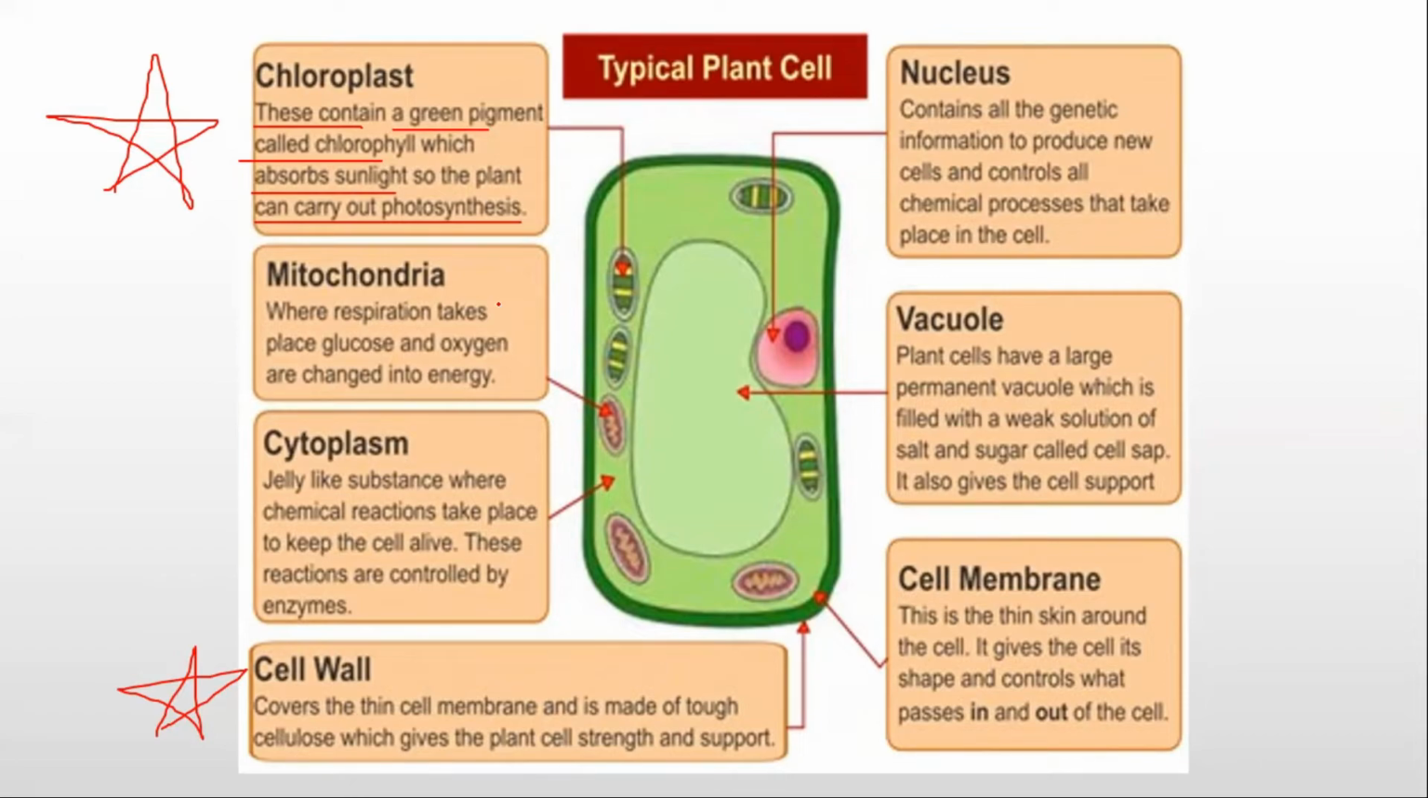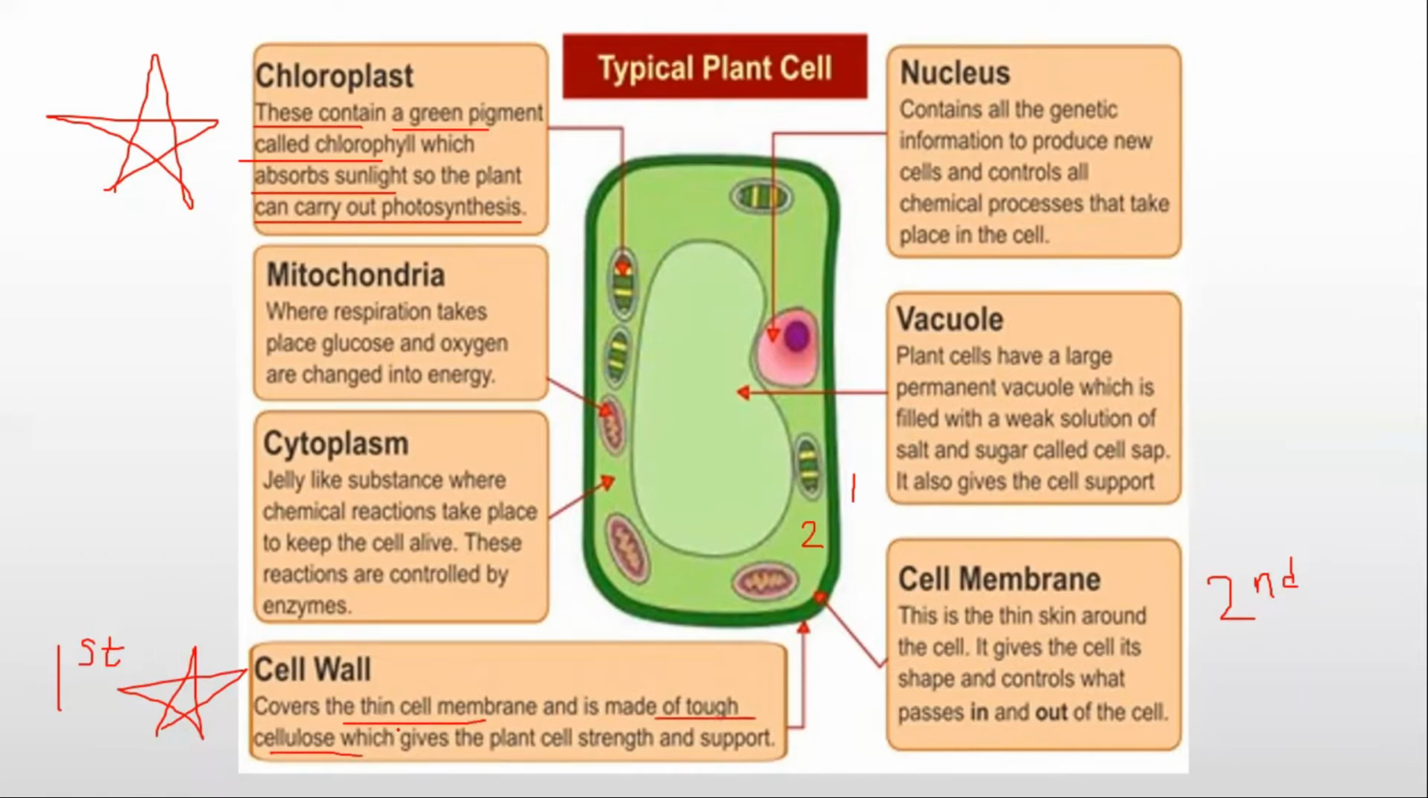Cell wall की बात करें, now cell wall is the first outermost layer in the plant cell, और जो cell membrane थी, this is the second most outermost layer, क्योंकि पहले आपके पास cell wall आती है, then you have the cell membrane as your second most outermost layer. तो cell wall क्या है? This covers the thin cell membrane and is made of tough cellulose.